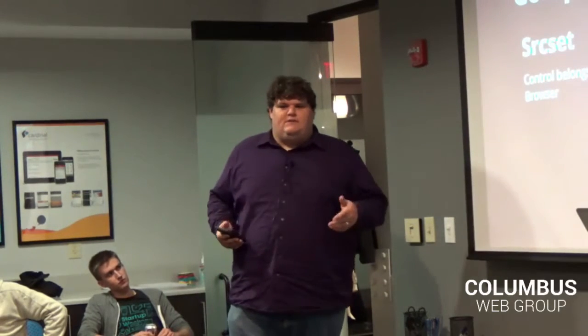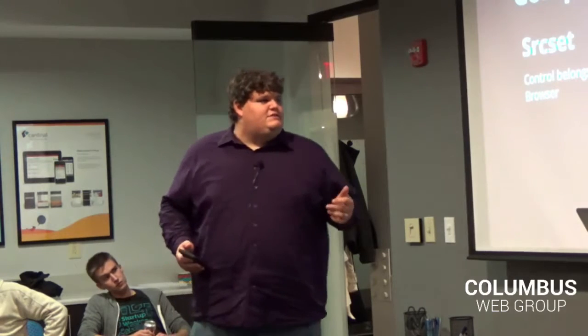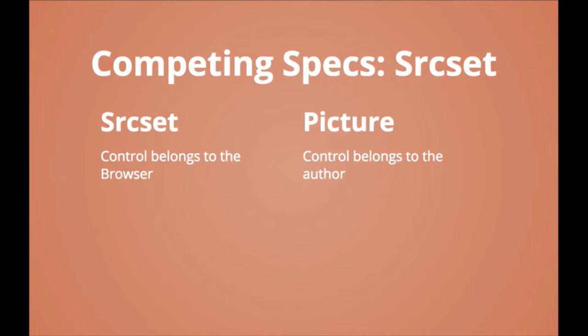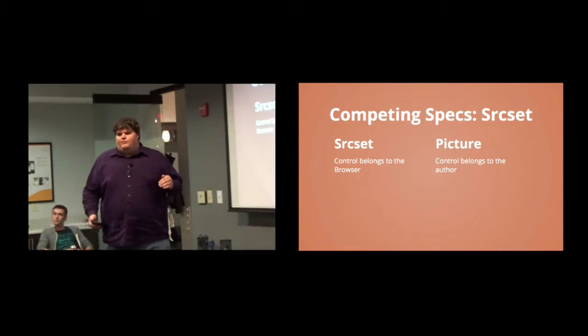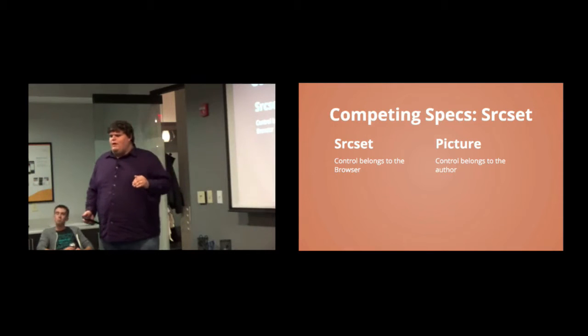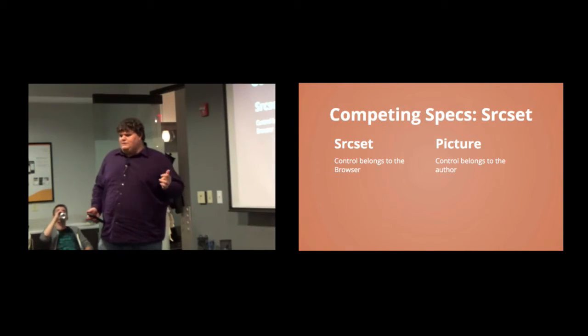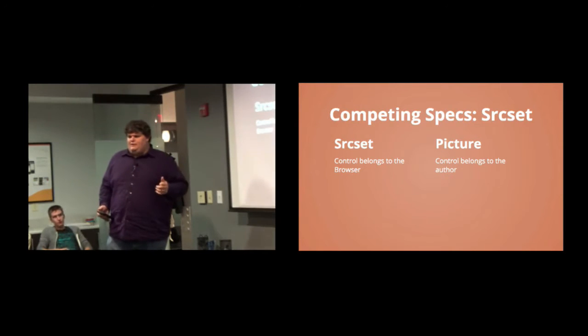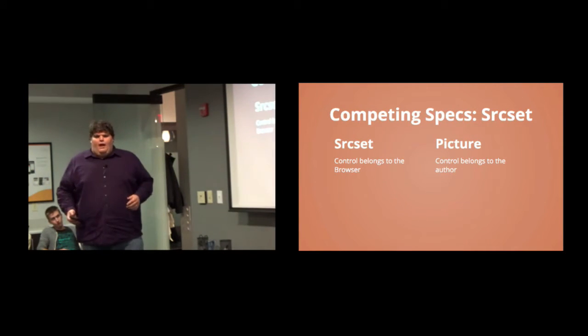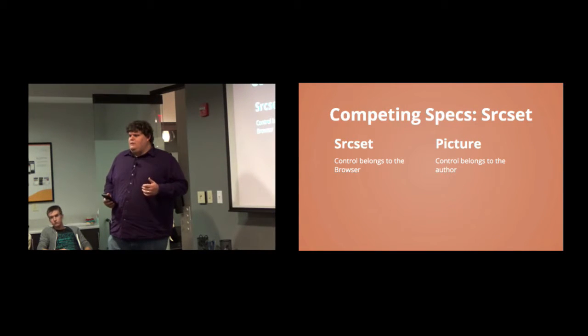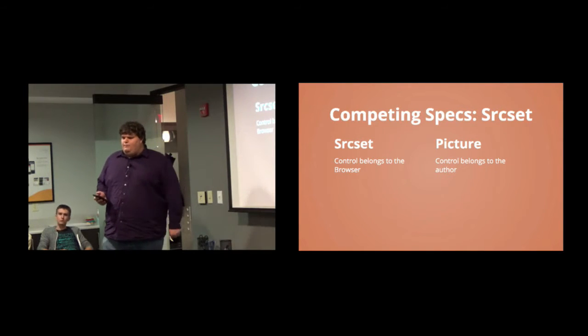Because of these needs, two competing specs developed. The first one is srcset. The thought process behind srcset is that you give all of the control to the browser. You would give the browser a list of image URLs to pull from, and then you would tell it the width, the height, and the pixel density. Based on that, the browser would make an educated decision on which image to pull in. That was pretty good, but it left out the need for art direction. It didn't allow you to really change out the image to a different crop or zoom, at least not reliably.